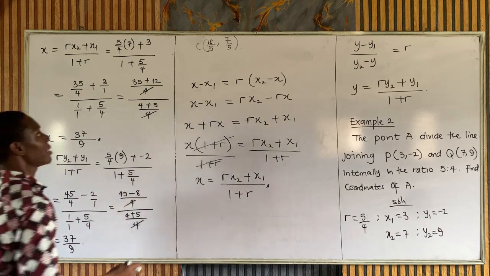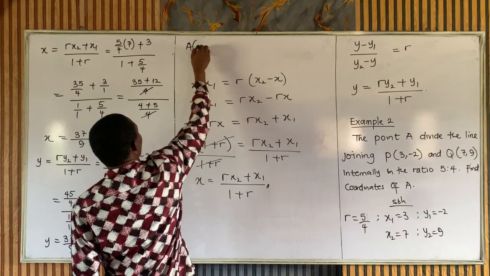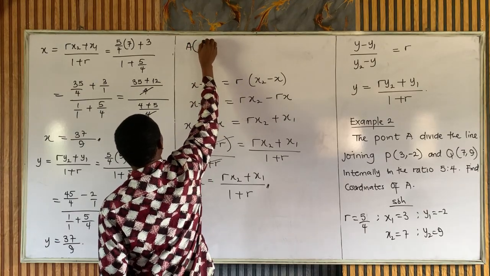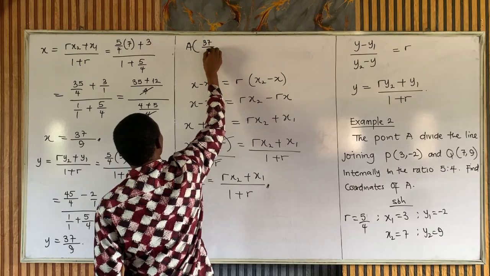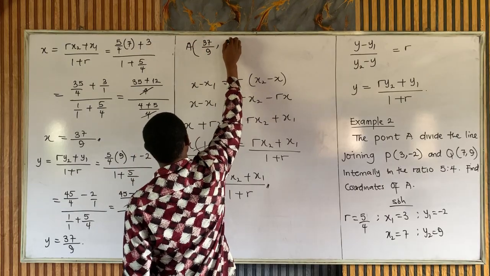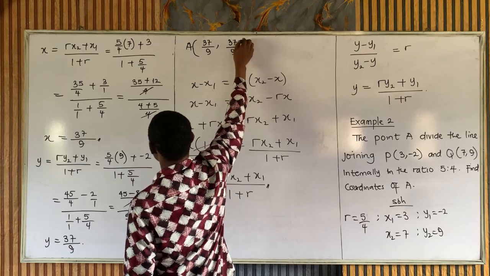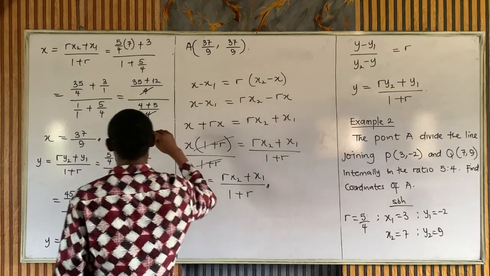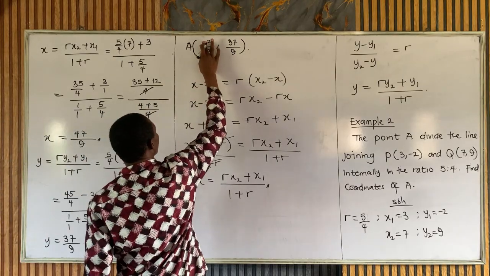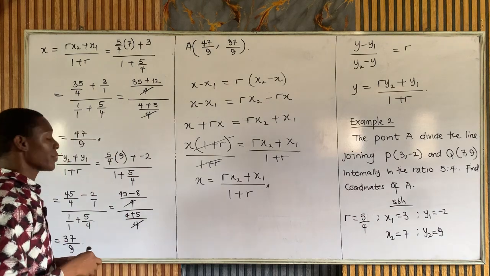So we can say that the coordinates of A is our x, which is 37 over 9, comma, and our y, which is 37 over 9, likewise. So this is 47, a mistake. So this is 47 over 9. So that's that for this question.